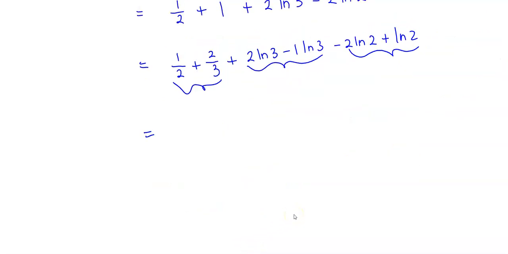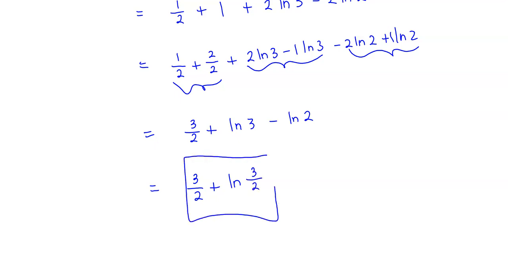So let me rewrite this. This should be 2 over 2. So that should give us 3/2. Plus 2 minus 1 is just the natural log of 3. Minus 2 plus 1 is minus the natural log of 2. And therefore this would become 3 over 2 plus the natural log of 3 over 2. And therefore there is our result.